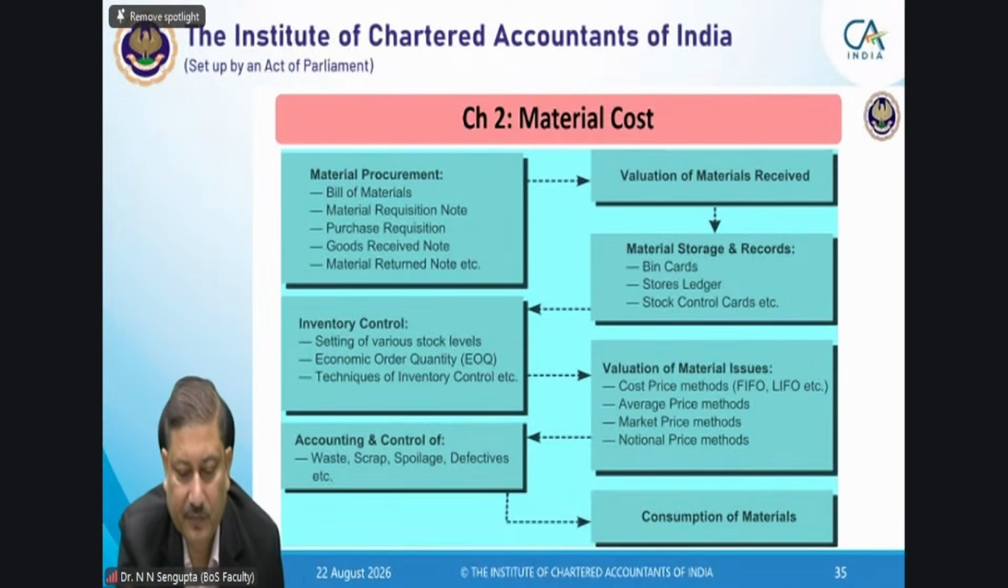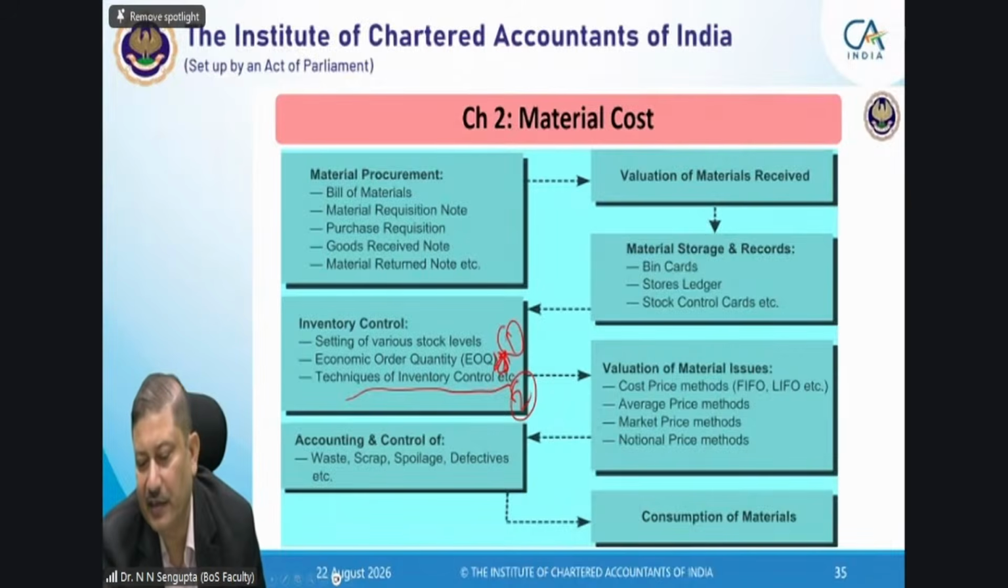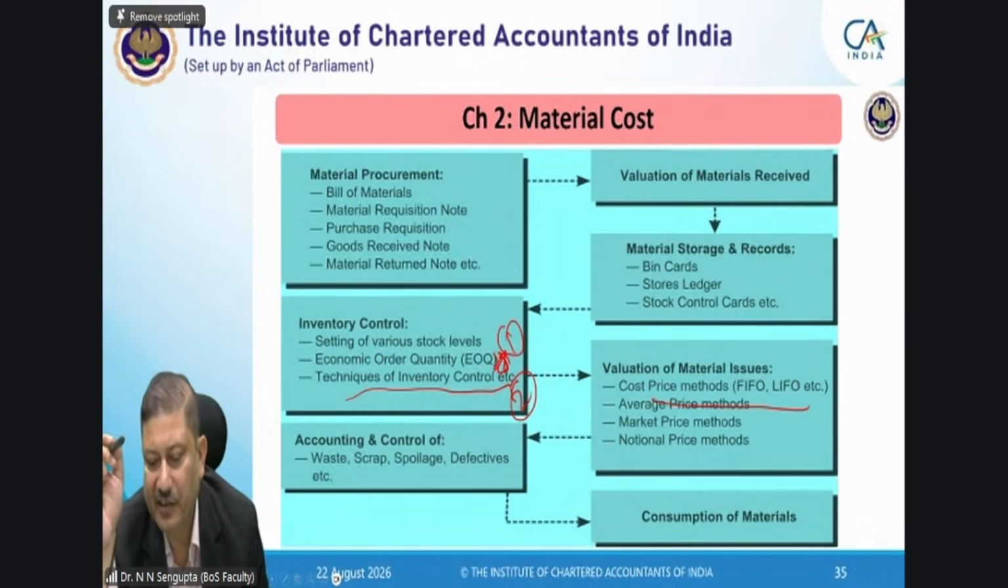This is one. Then the level of inventory, inventory control. This is number two. So this is number one, number two. And then there can be price, LIFO, FIFO, and inventory ratio also sometimes.